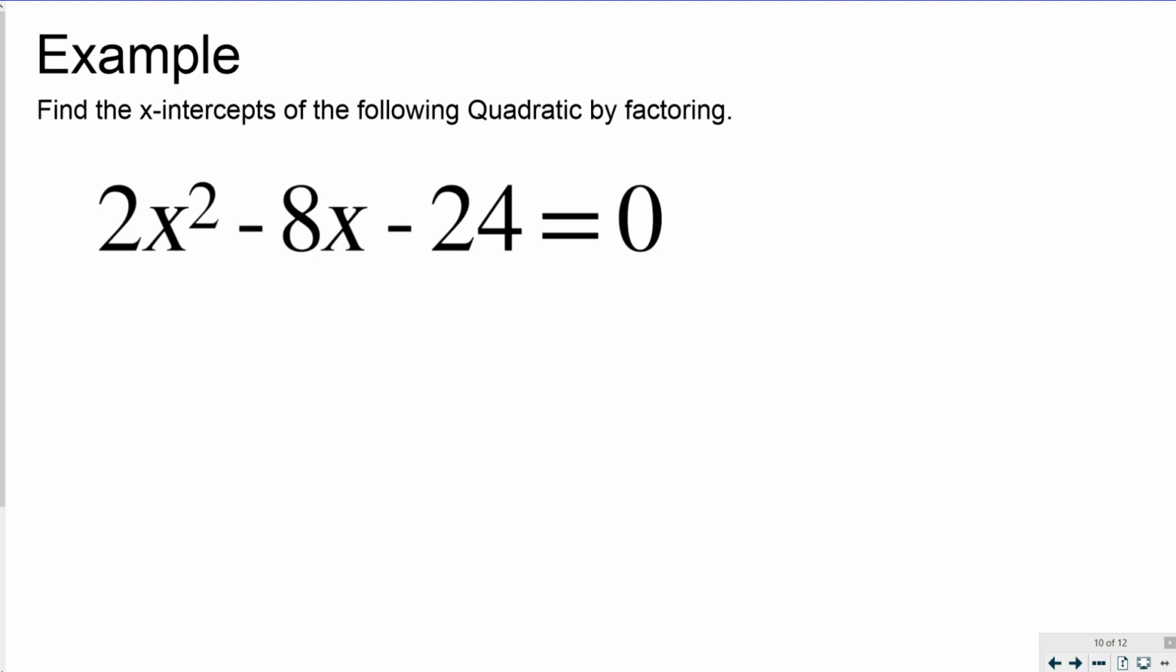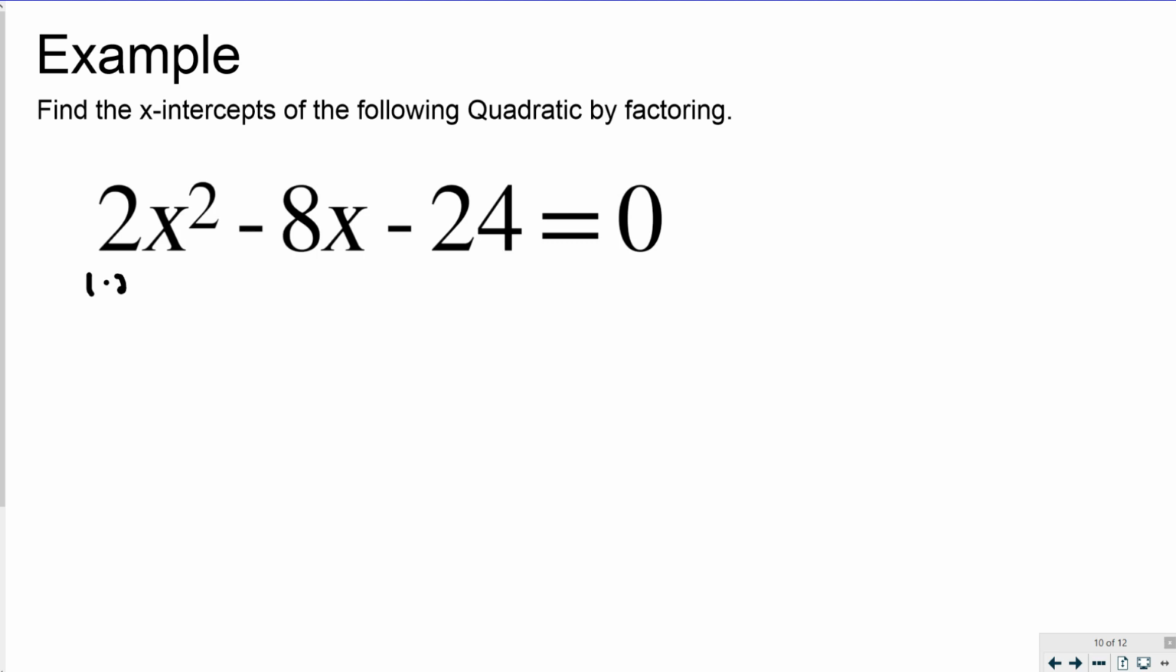This quadratic has a coefficient in front of the first variable. We don't currently have a method for factoring when we have a coefficient in front of the x squared. However, if we were to reduce it and remove the coefficient by factoring first, we could then factor the resulting quadratic trinomial. So what I am going to do is look for factors of the numbers.